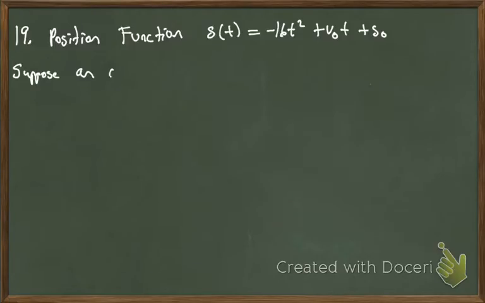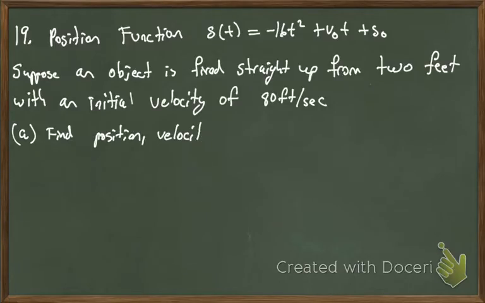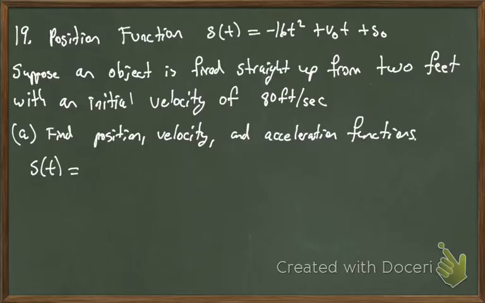So we'll go ahead and suppose an object is fired straight up from 2 feet with an initial velocity of 80 feet per second. We're going to find the position, the velocity, and acceleration functions. So the first thing we'll do for the position is substitute in 80 for v naught, that's your initial velocity, and in s naught we'll replace it with a 2. So s of t, your position, is negative 16t squared plus 80t plus 2.